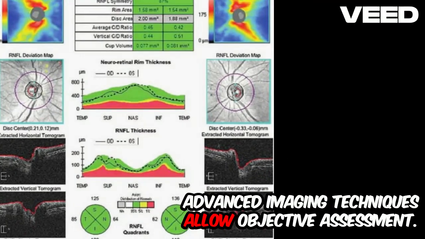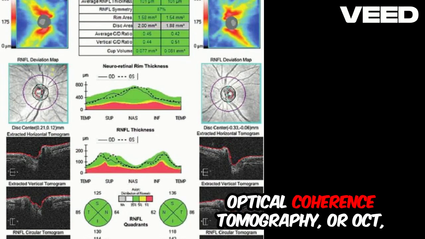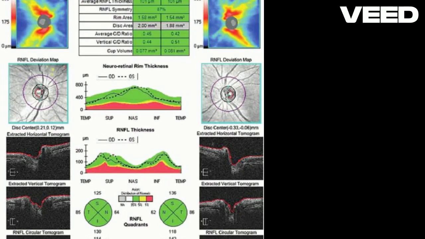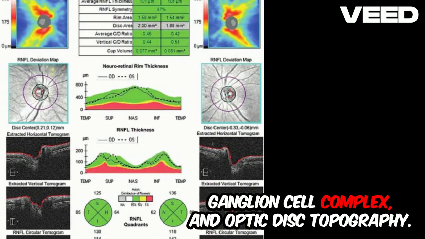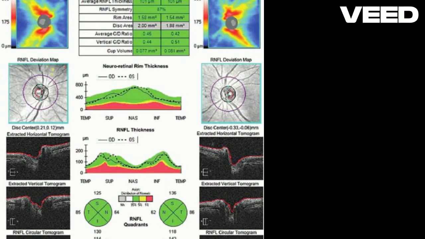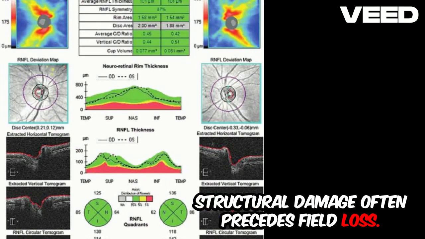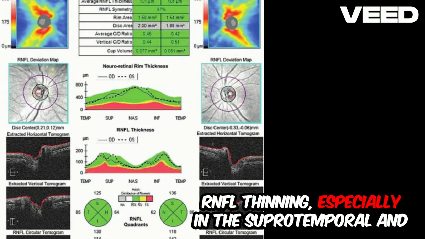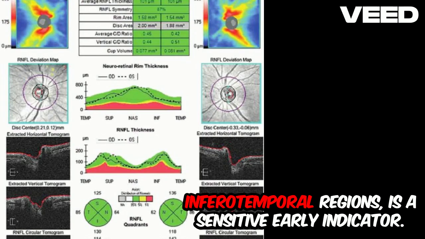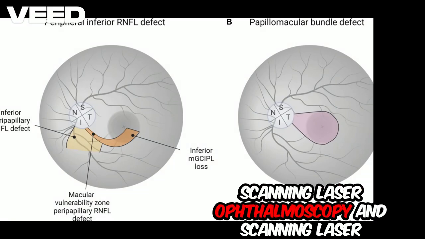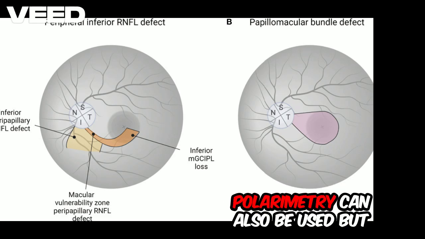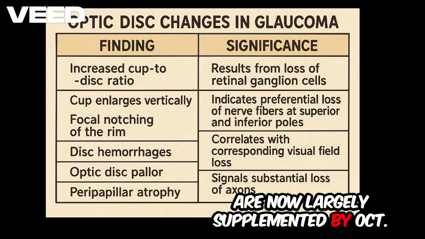Advanced imaging techniques allow objective assessment. Optical coherence tomography, or OCT, is the gold standard. It quantifies retinal nerve fiber layer, RNFL, thickness, ganglion cell complex, and optic disc topography. Structural damage often precedes field loss. RNFL thinning, especially in the superotemporal and inferotemporal regions, is a sensitive early indicator. Scanning laser ophthalmoscopy, HRT, and scanning laser polarimetry, GDX, can also be used but are now largely supplemented by OCT.